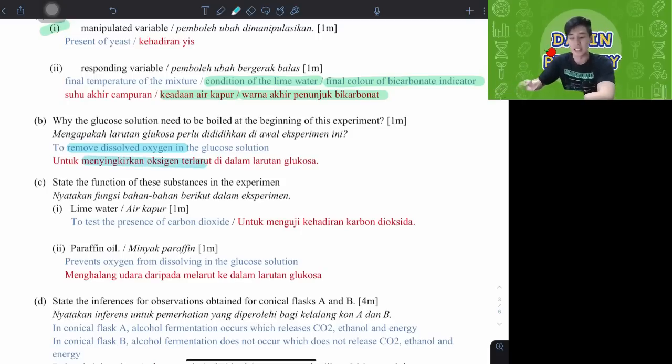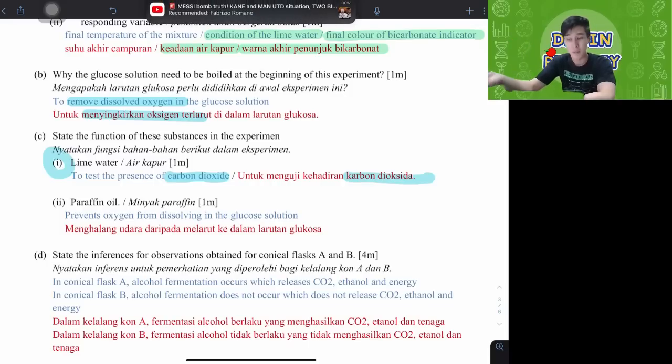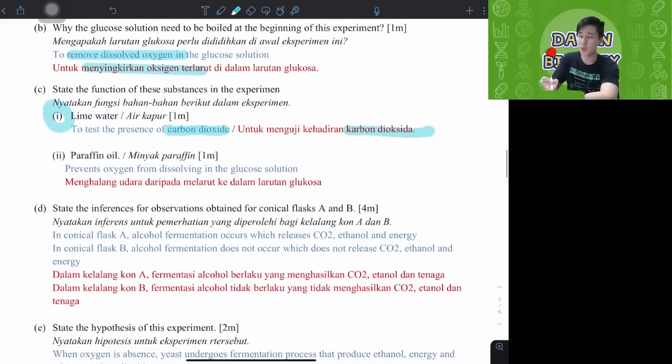One mark, easy. Now, state the function of this substance. Lime water is to test the presence of CO2. If they say bicarbonate indicator, it's the same, to test the presence of carbon dioxide. Then paraffin oil, I also explained just now. It prevents oxygen from dissolving, or you can still just say oxygen.